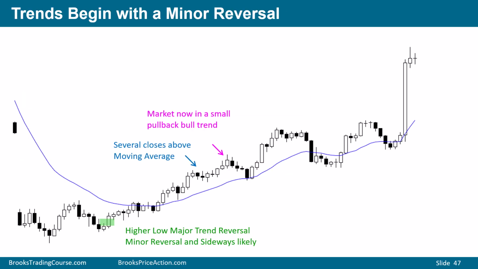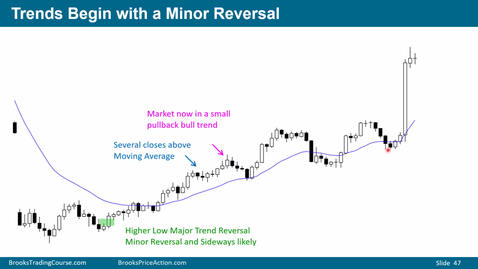Trends, they often begin with minor reversals. Here, the market gapped down and we formed a trend line break and we formed a higher low major trend reversal. When you look at this chart, if you look at the first 10 bars, 15 bars of this day, it does not look like the start of a strong bull trend. And yet, when you look all the way at the end of the day, you say, well, of course, the bull trend started all the way here. This was the low, we formed a higher low, and then a small pullback bull rally for the remainder of the day. All trends begin with minor reversals.